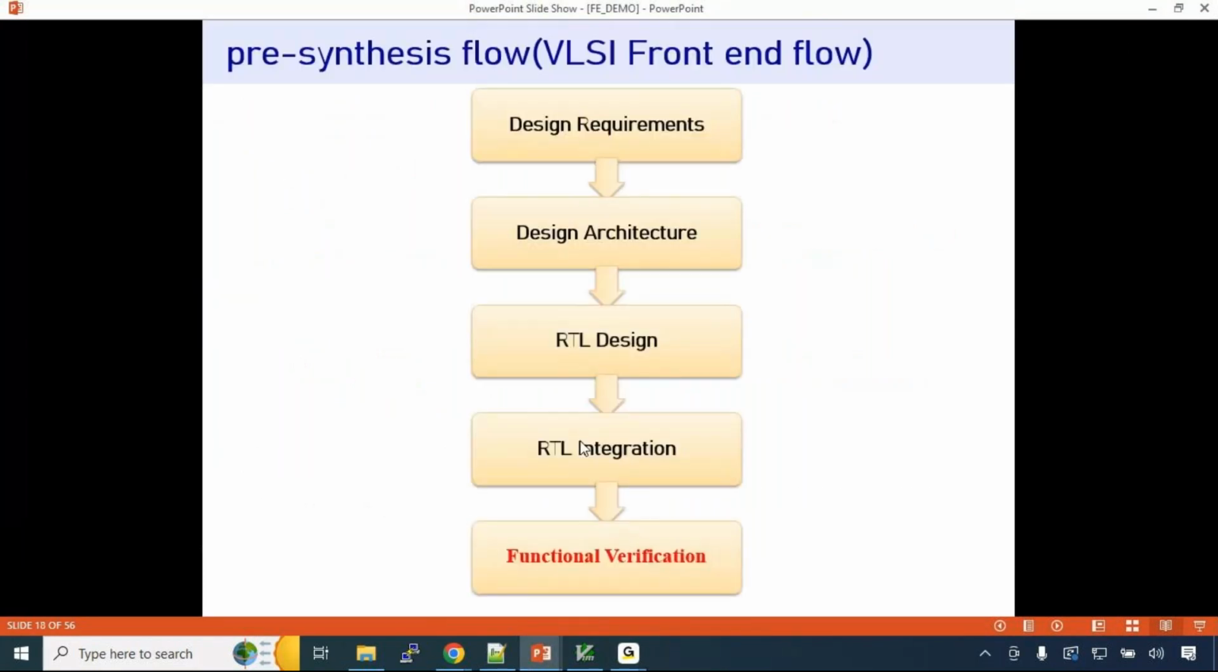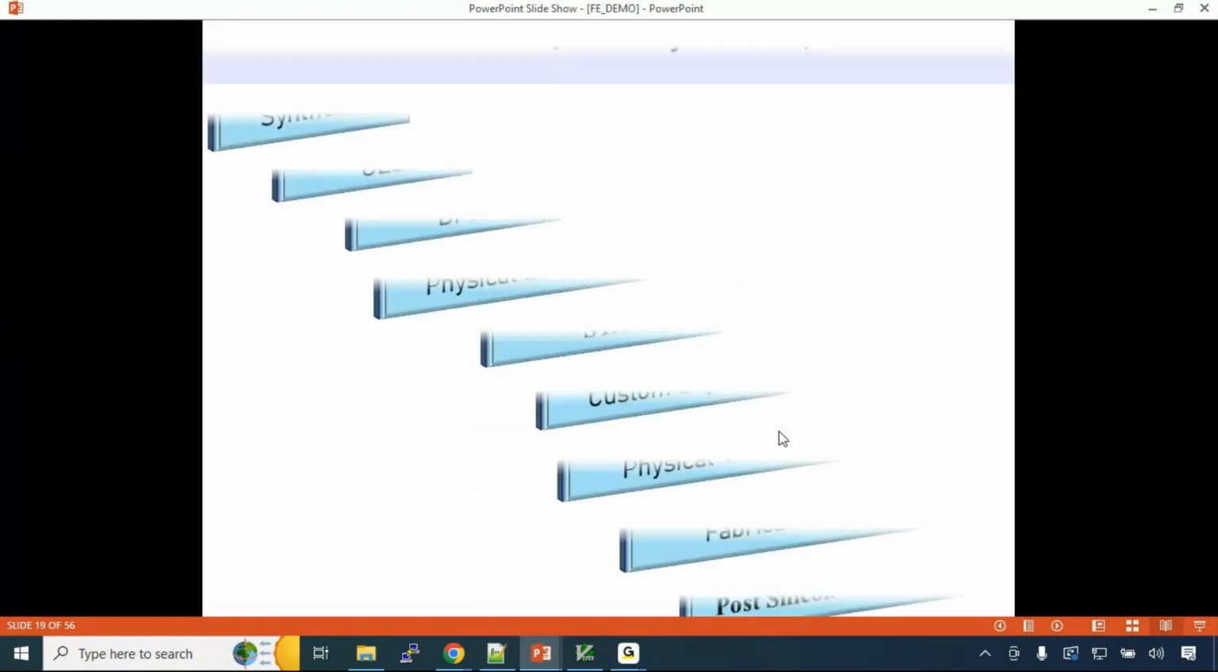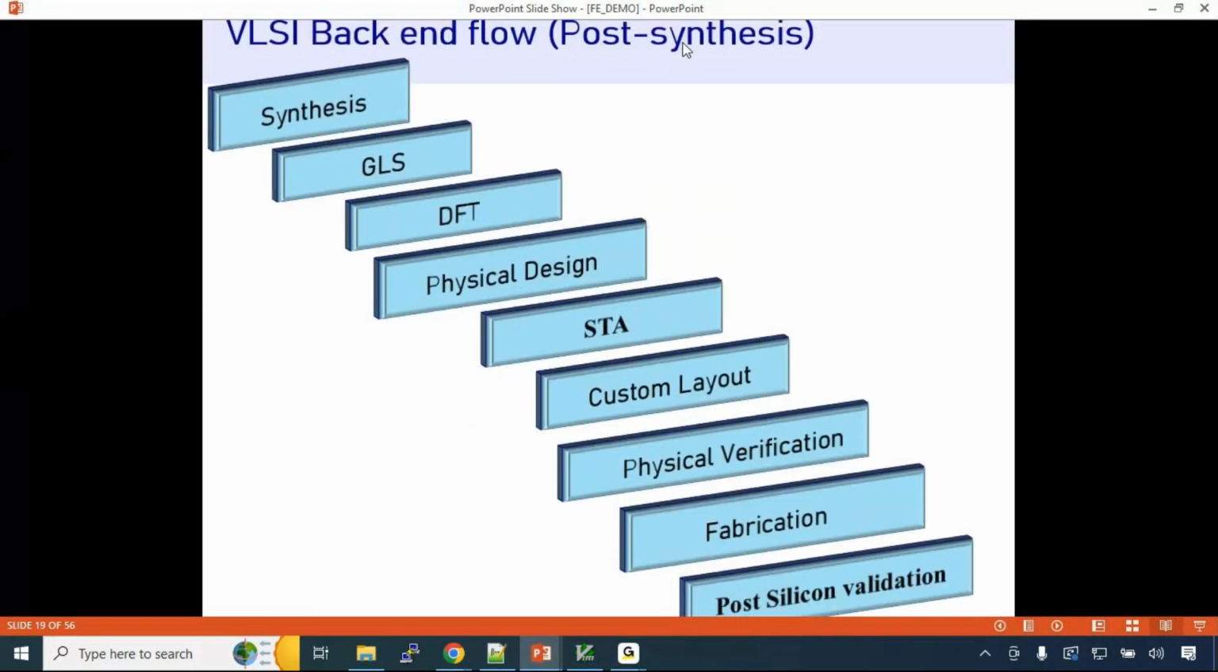So in summary, this is the pre-synthesis flow. Front-end domain flow starts with requirements, architecture, design, integration, and verification. Then you have the back-end flow, which is the post-synthesis flow, which starts with synthesis, gate level simulation, DFT, physical design, static timing analysis, custom layout, physical verification, fabrication, and post-silicon validation.